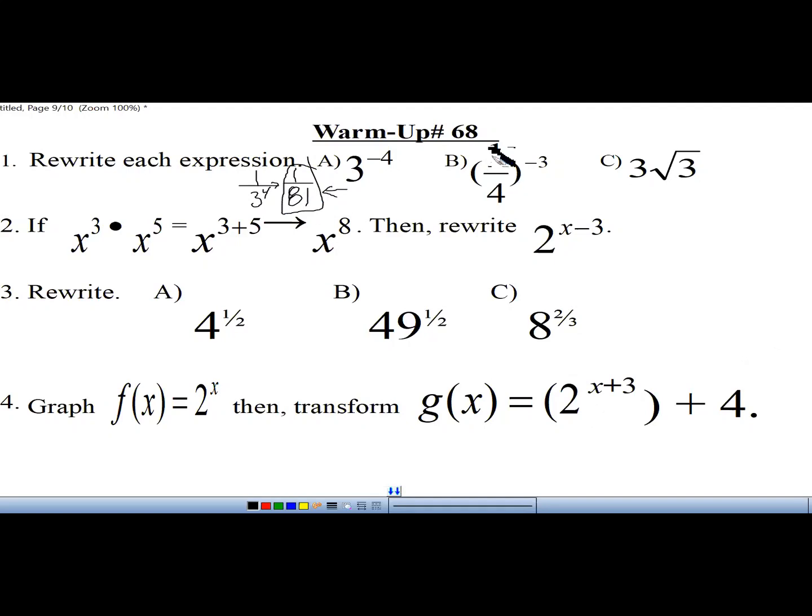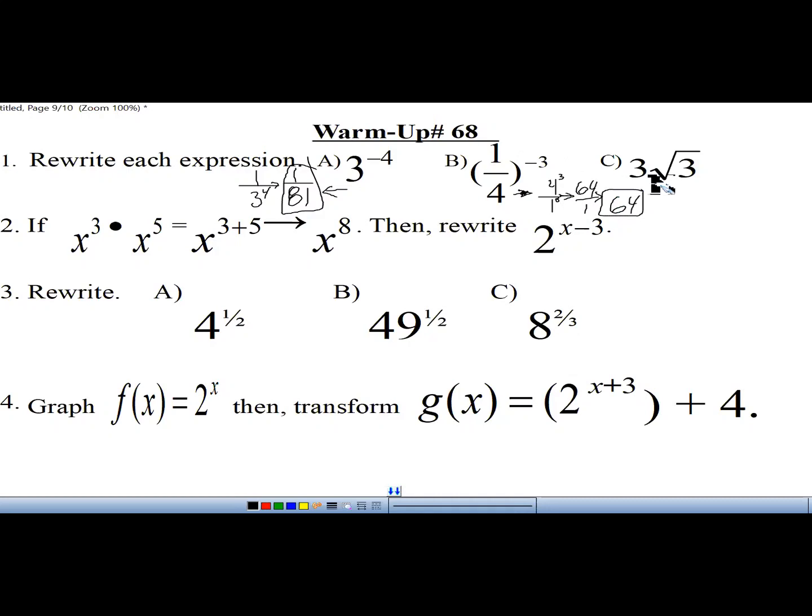Let's go to part B, 1/4 to the negative 3 exponent. For that one, we do the reciprocal of 1 over 4, which is 4 over 1. Distribute the exponent as a positive, so that's 4 to the 3rd over 1 to the 3rd. And if we simplify that, 4 to the 3rd is 4 times 4 times 4, over 1, which is 64.